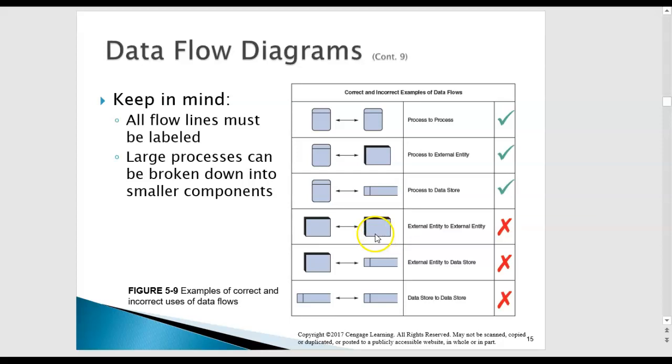As we discussed earlier, this is outside of our system, so we do not need to represent this. An external entity can also not directly be connected to a data store. The reason for that is that there has to be a process involved in between. And finally, data cannot flow from a data store to another data store, because that just creates redundancy in the system.